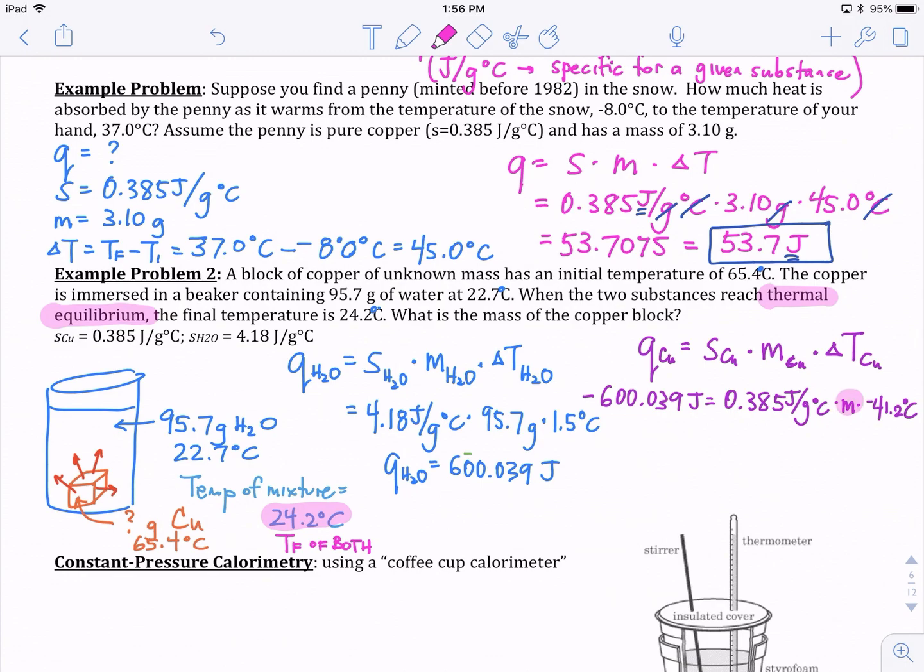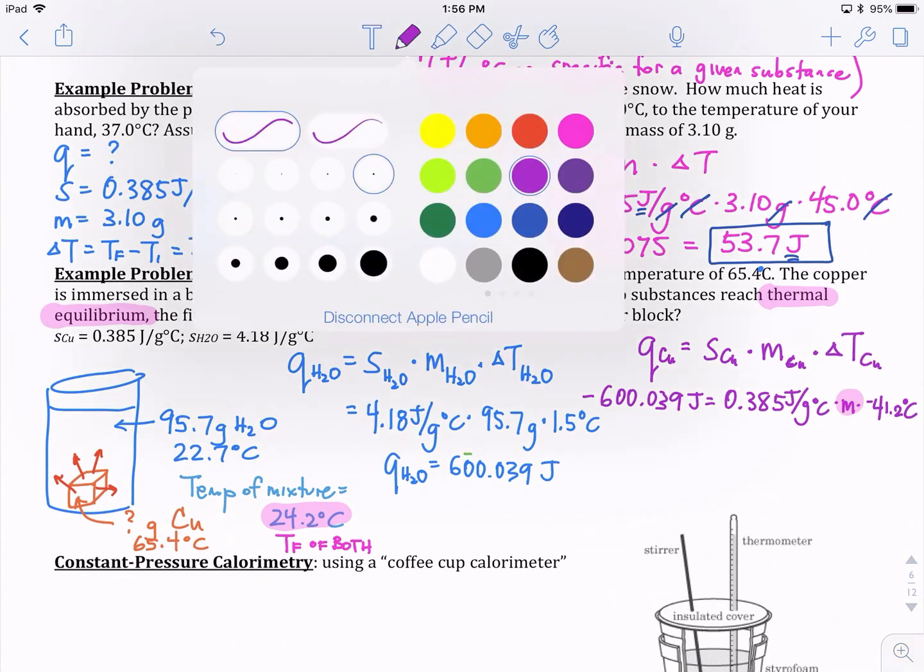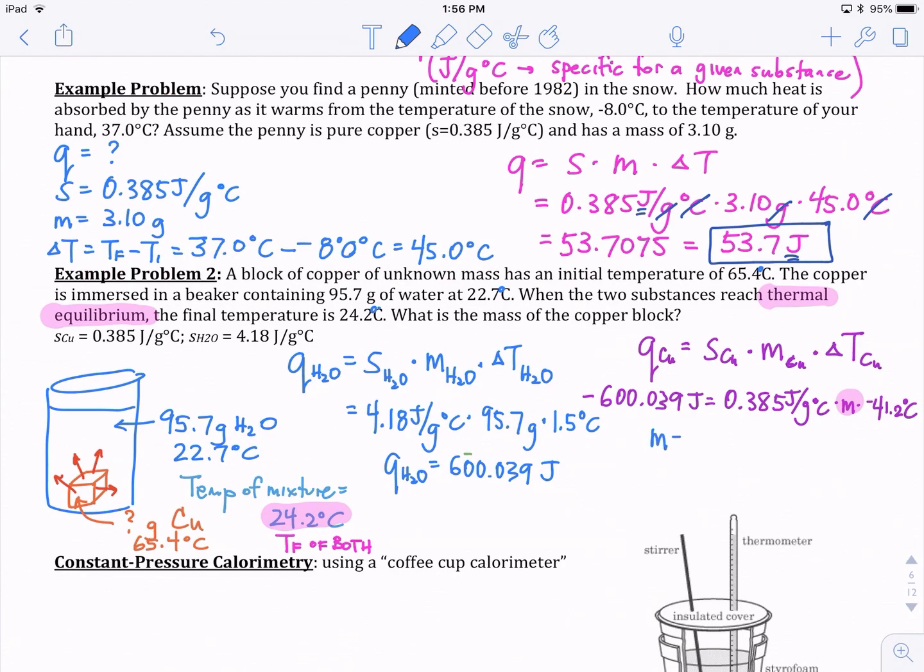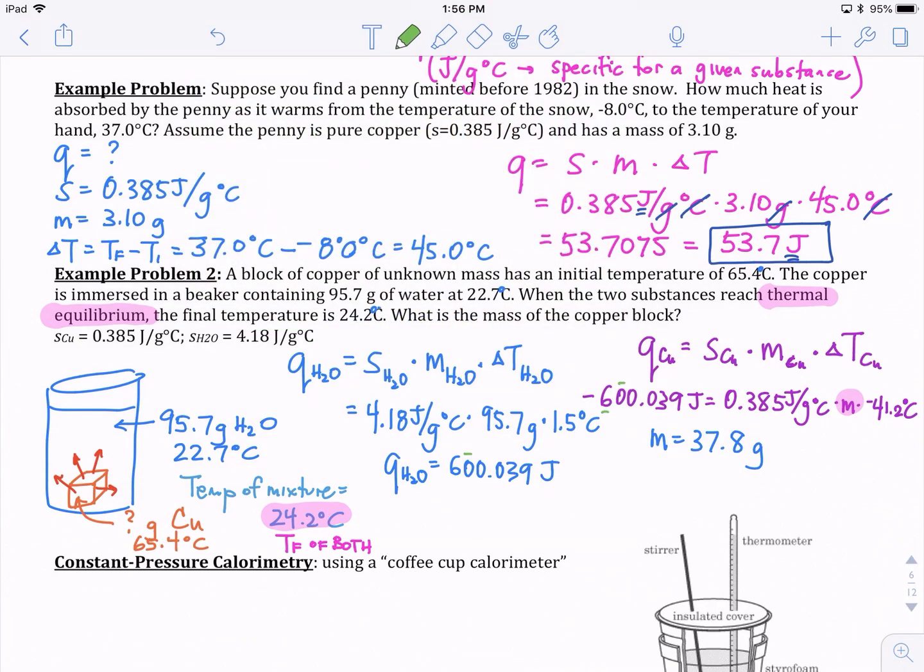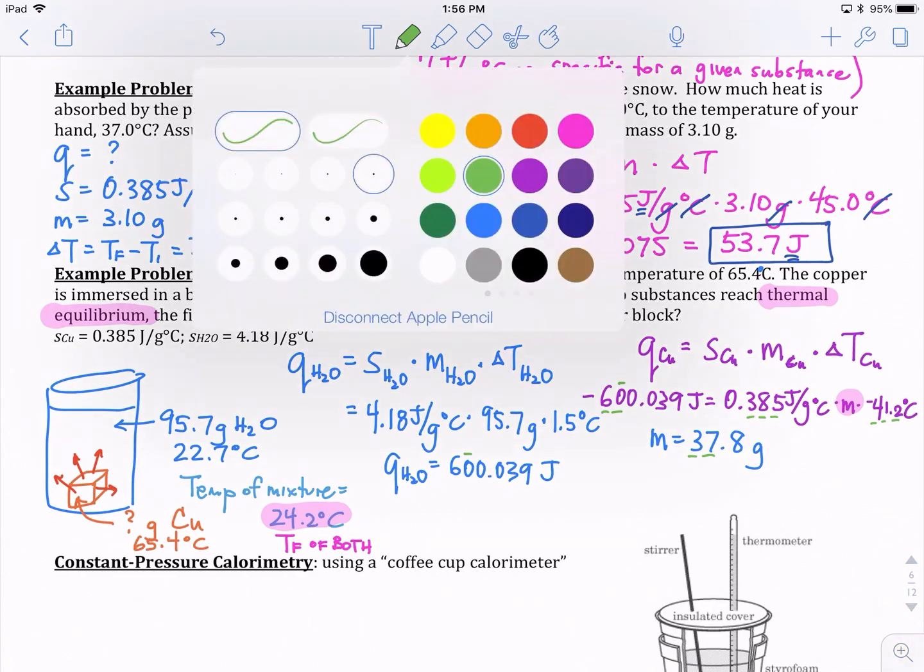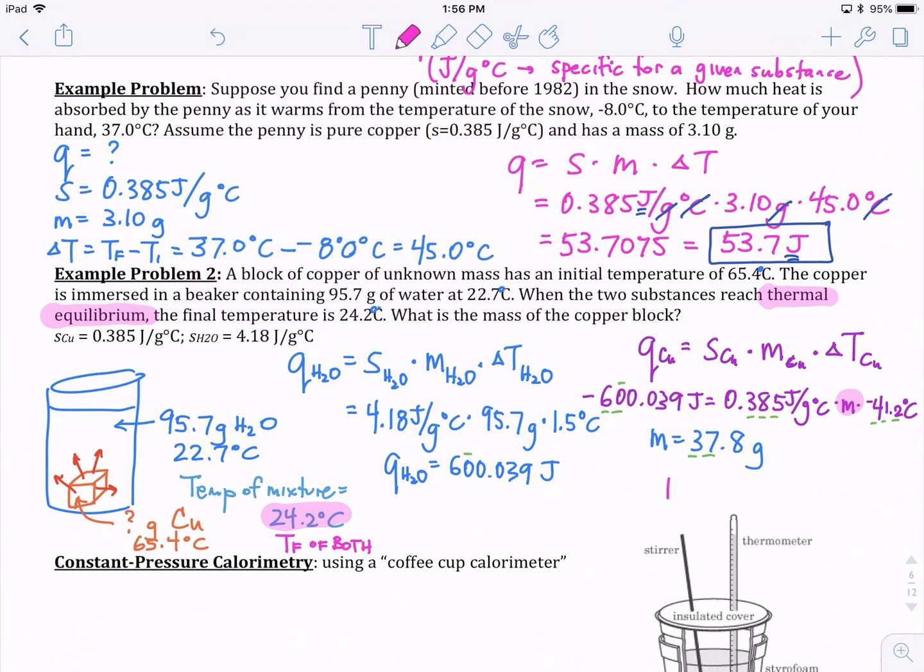If we use those values and solve for m, you're going to get an m value equal to 37.8 grams, which, again, if we go back to significant digits, this one had 2, this one has 3, this one has 3, 2 in our answer. We can assume that the mass of the copper is 38 grams.